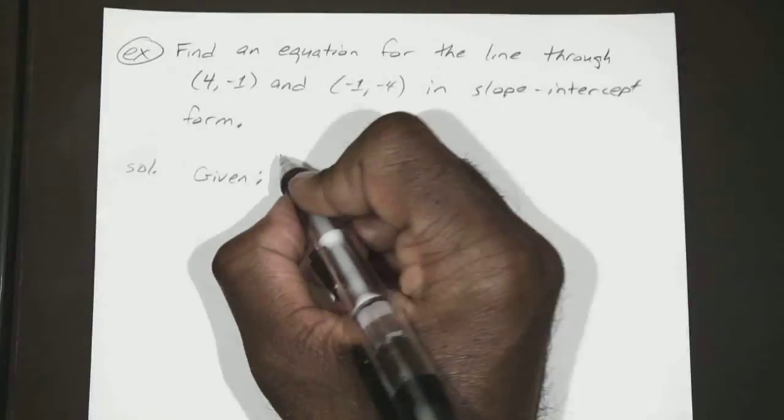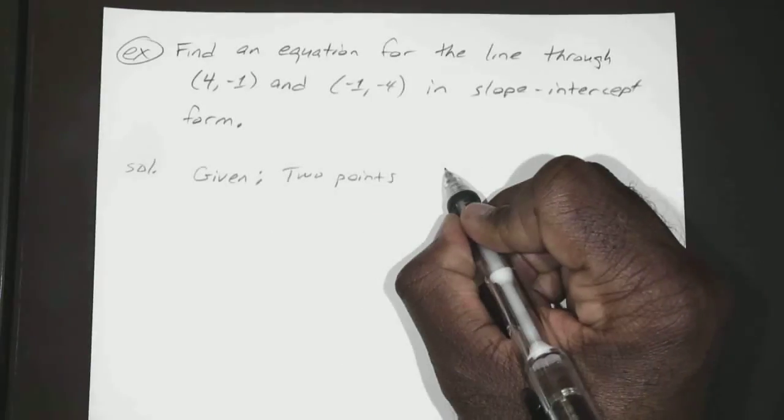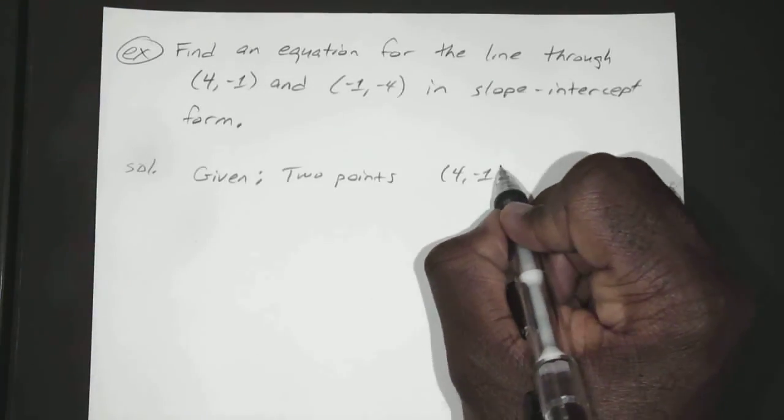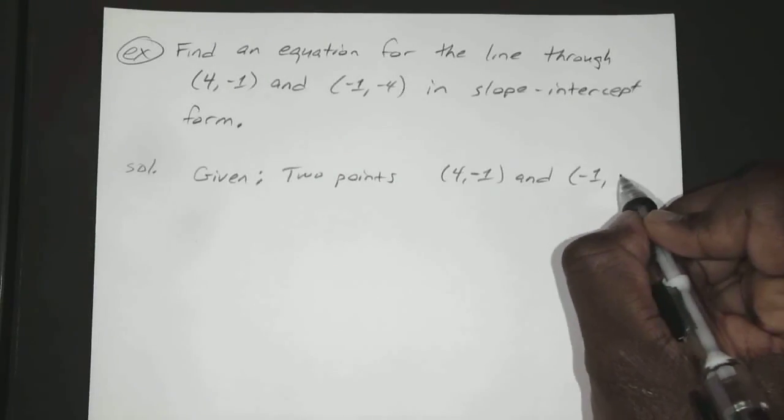Okay, so just like before, you're given 2 points, which is (4, -1) and (-1, -4).